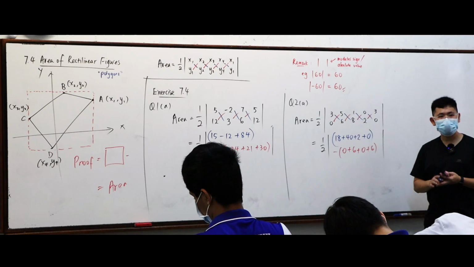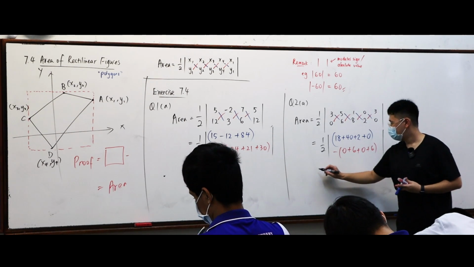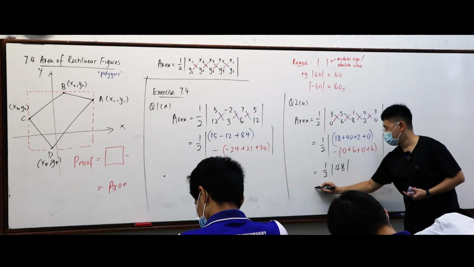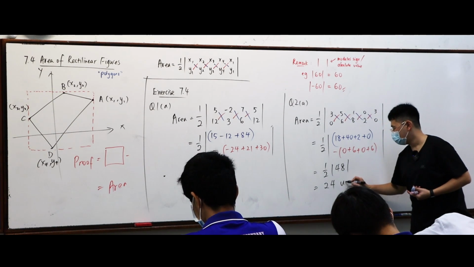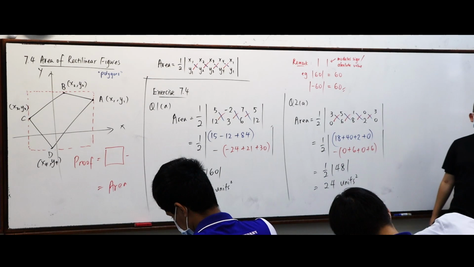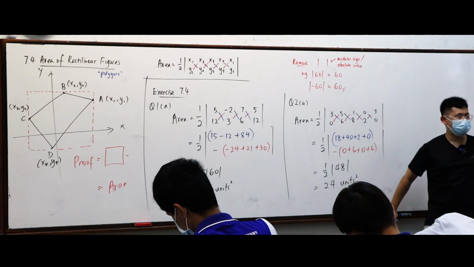Okay? So with this one, how? This is 48, correct? So this one will be equals to 24 units square. Okay, now then this comes to the next point.